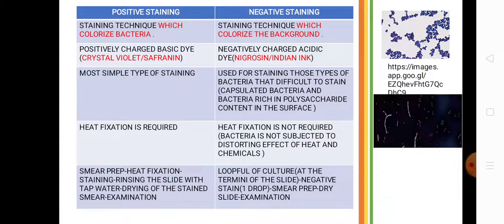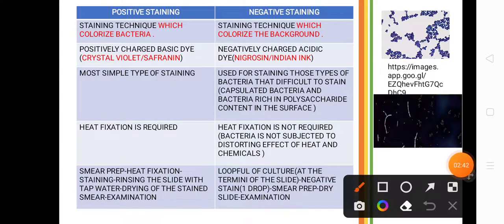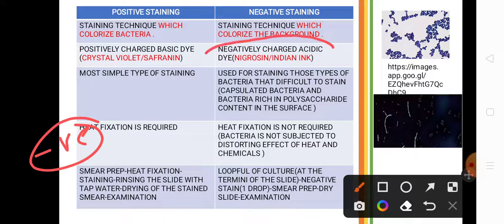Now try to understand, as I have told you, the bacterial surface is negatively charged. So if we add a stain which is negative in charge, then the bacterial surface will repel it, right? And as a result only the background will be stained, not the bacteria. So a negatively charged acidic dye, for example nigrosin or Indian ink, acts as a negative staining technique.